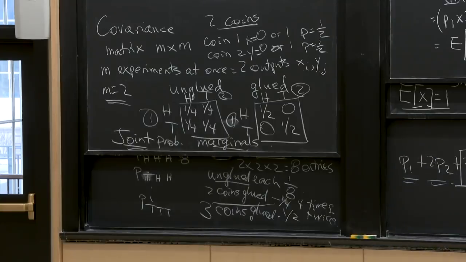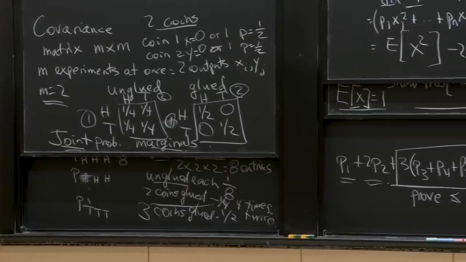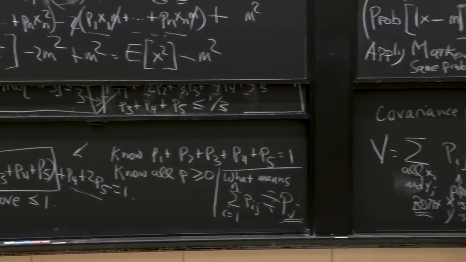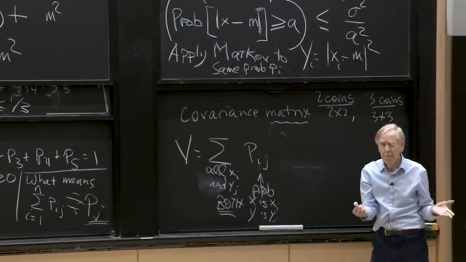Okay, now I'm going to complete the definition of this covariance matrix. So it's going to be, I want to have a square.